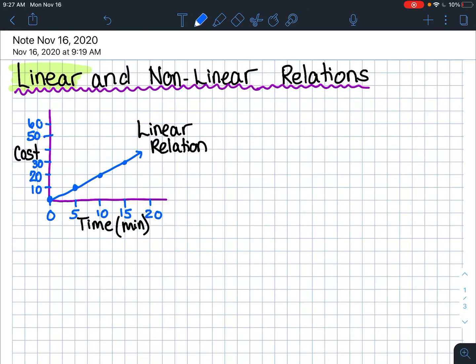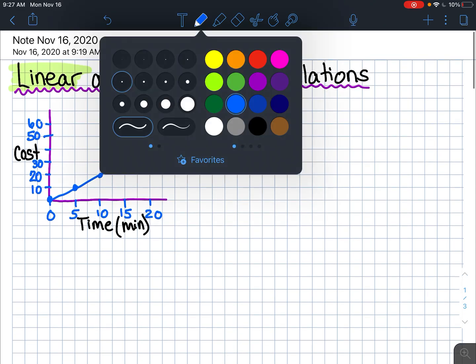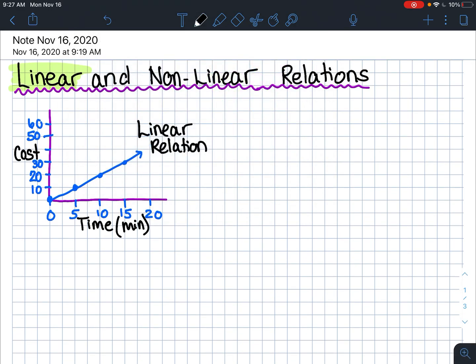This is a graph of linear and nonlinear relations. So, if we have a graph of something like cost and time, we can see from the graph that it actually makes a straight line. We know that straight lines are called linear relations.